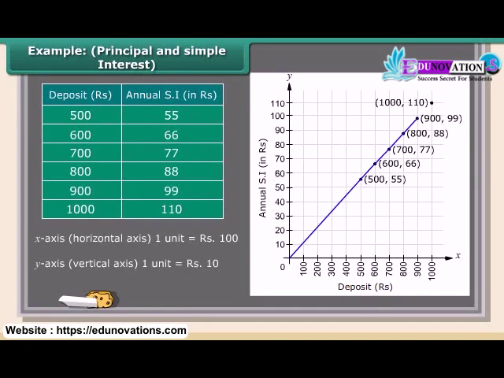Usually data can be presented in the form of a table. Graphs are a visual representation of data. We get a graph that is linear. 1. For rupees 500 on the x-axis, we get interest of rupees 55 on the y-axis. 2. For rupees 88 on the y-axis, we get the deposited amount of rupees 800 on the x-axis.